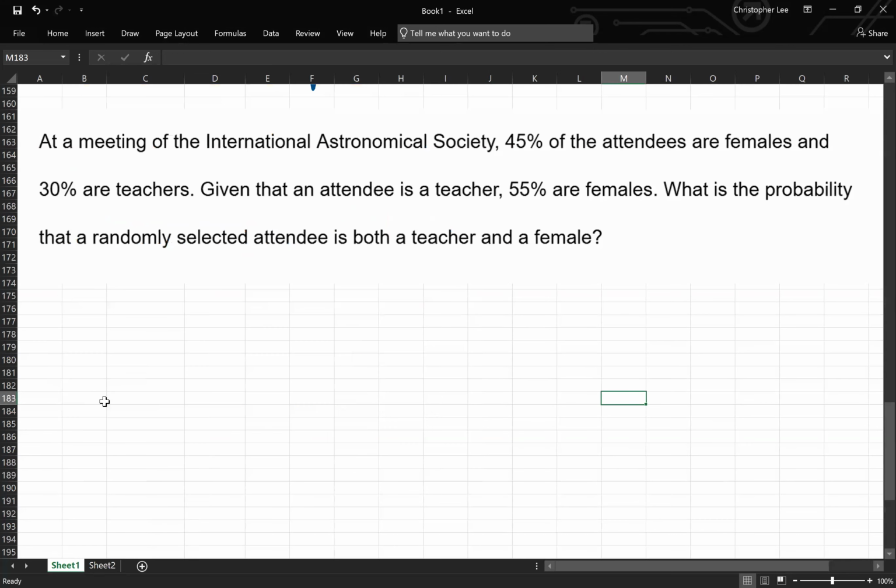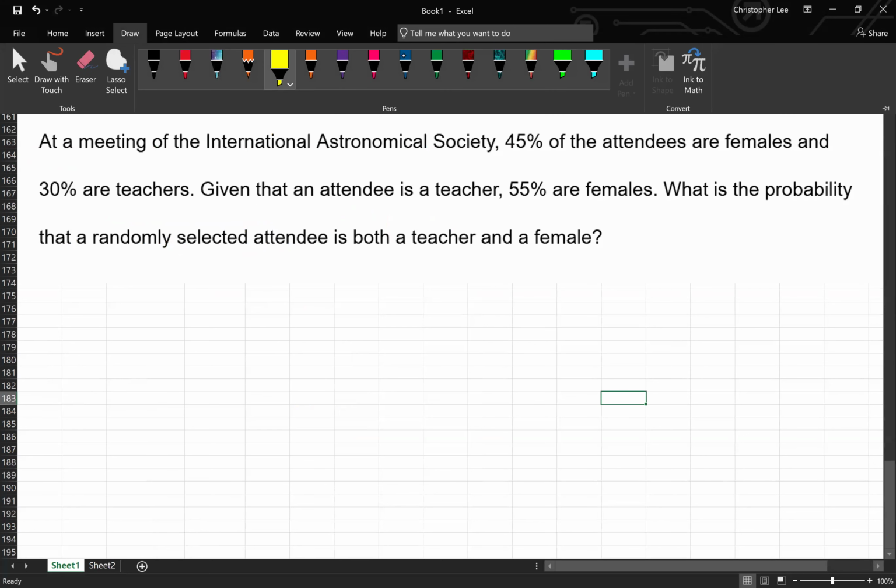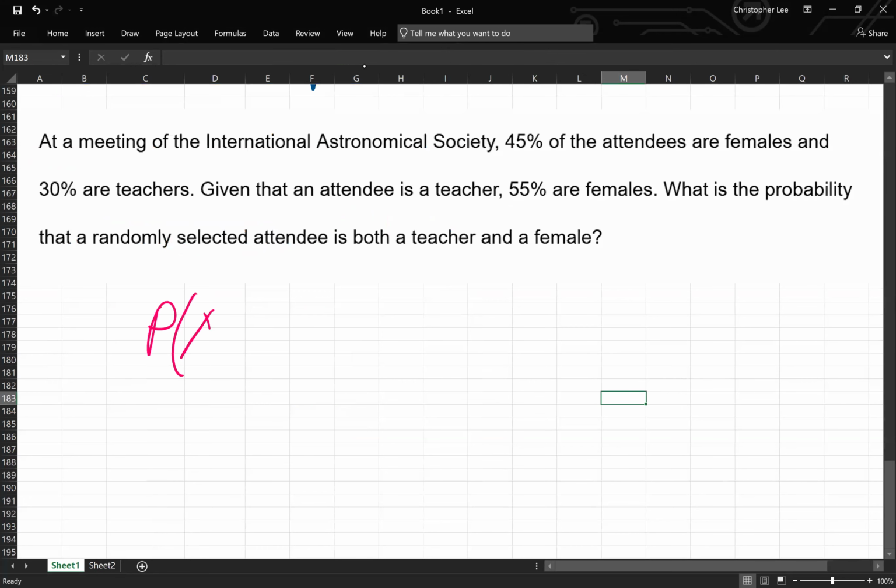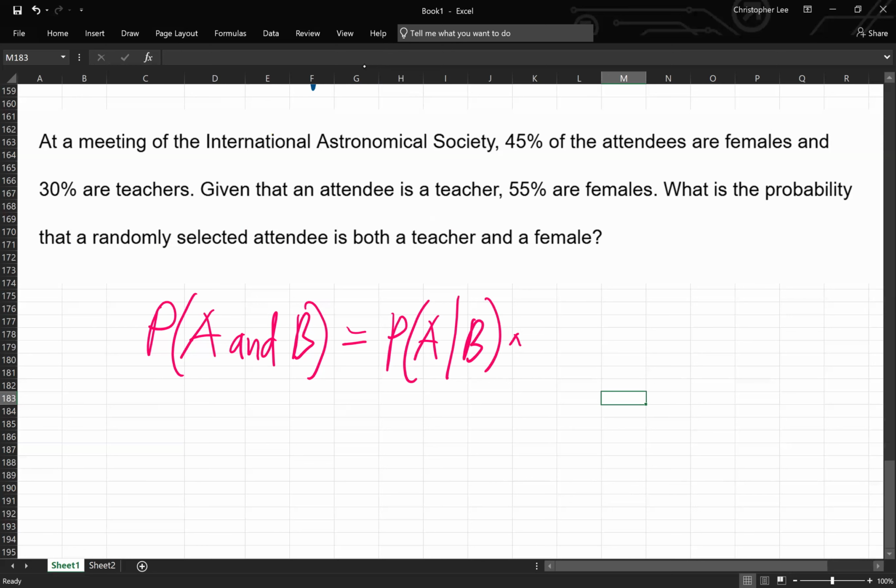So how do I do this? Step 1, copy the formula. I'm gonna do this one in pink, right? So what's the formula? Probability of A and B. And by popular demand, this is going to be probability of A given B, times the probability of B. There you go. Copy the formula.